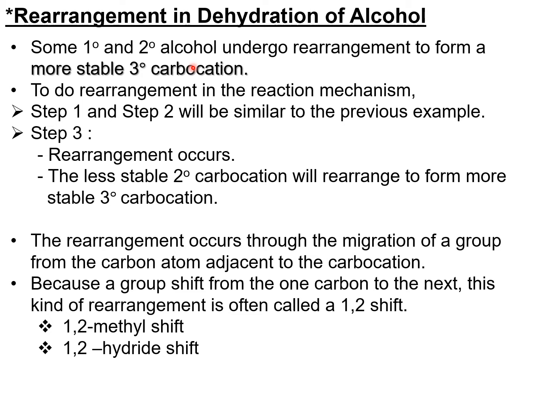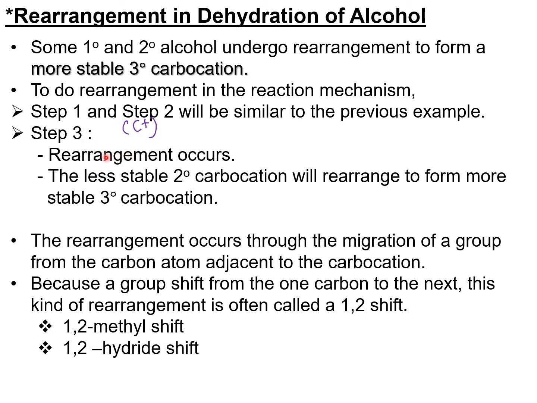So basically, bila you nak show the rearrangement in the reaction mechanism for the dehydration of alcohol, step 1 dengan step 2 will just be similar like the first example, like the previous example that I have shown you. Tapi cumanya, bila step 2 ni, bila you dah form carbocation ion, what will happen, kalau let's say dia ada chance untuk buat rearrangement supaya dia dapat jadi tertiary carbocation ion, therefore dekat step 3 ni kita akan show the rearrangement.